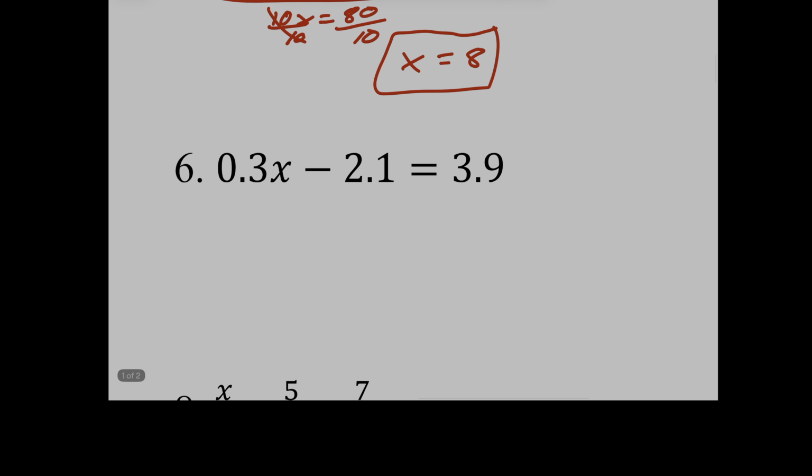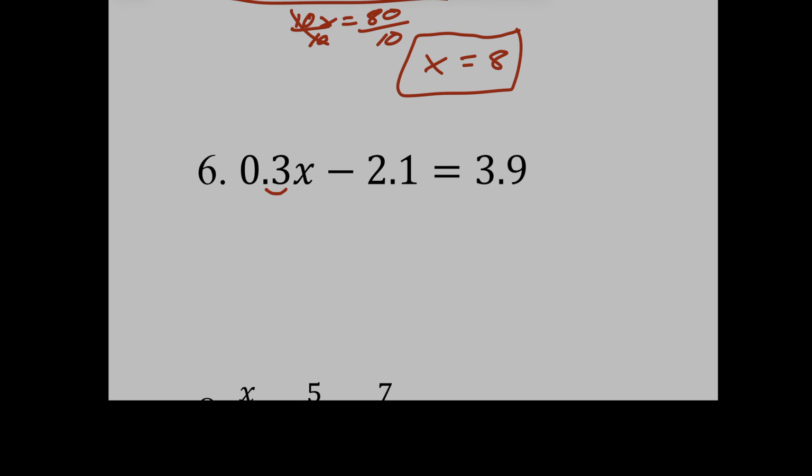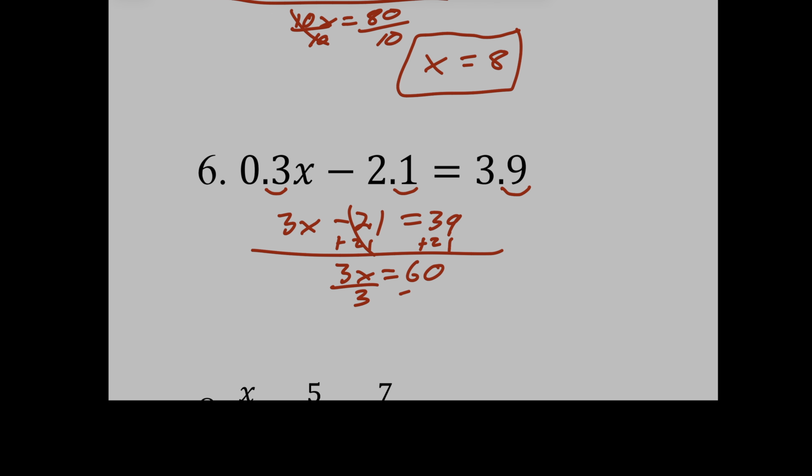Number 6. They're all 1 decimal place, aren't they? That's fine. 3x minus 21 equals 39. Now, all I'm going to do is treat this like a two-step problem. That's going to equal 60, and then once I divide by 3, I have a very simple x equals 20. Okay? Cool. Let's go on to number 7.